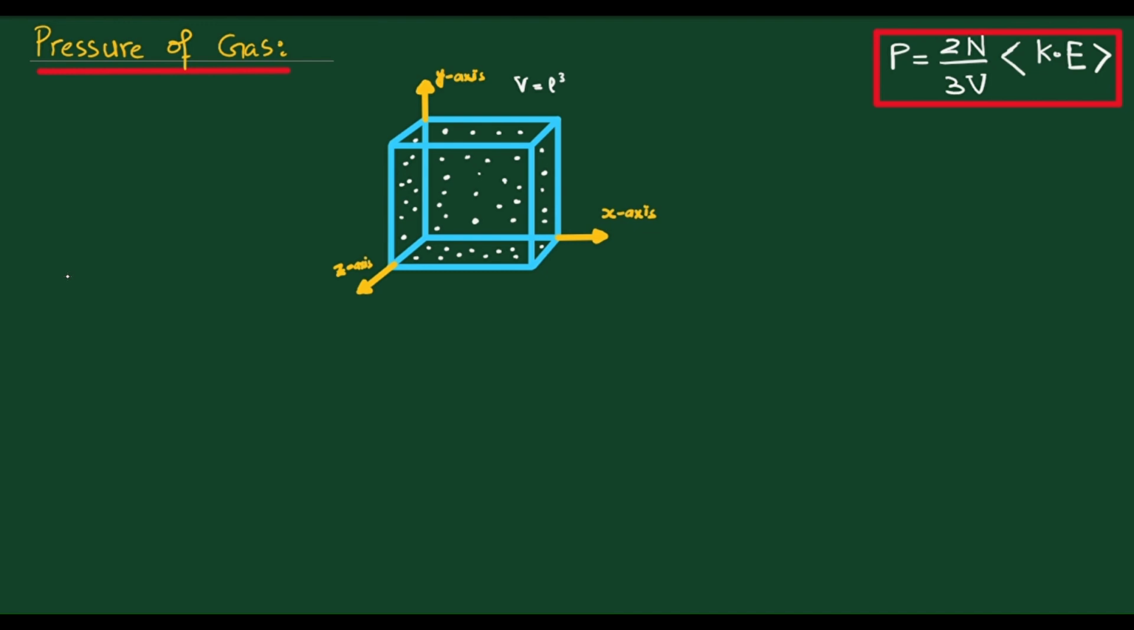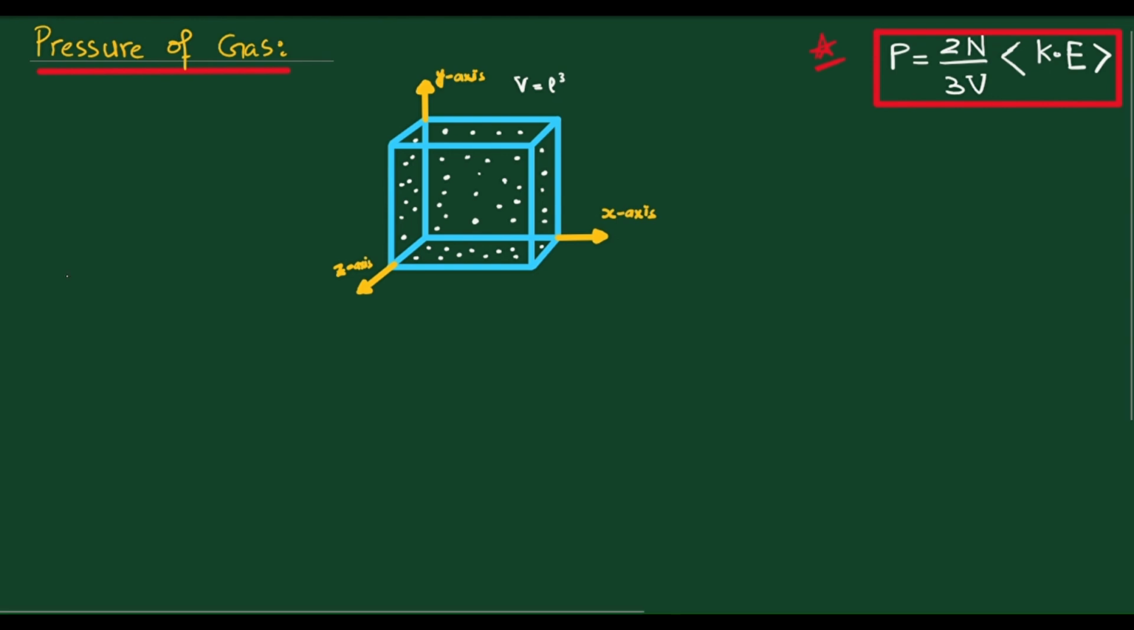Hello everyone. In this video, we are going to calculate the pressure of gas in a container. Our final result will be that we are going to derive this relation: the pressure is equal to 2N divided by 3V times the average kinetic energy, which is the basic relation for thermodynamics, and we can derive Boyle's law and Charles's law from this equation.